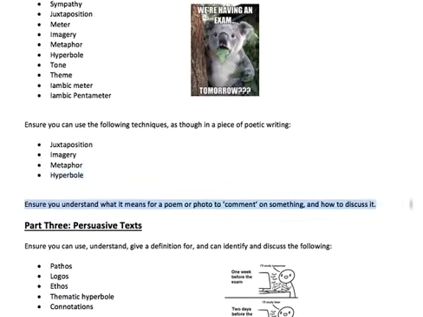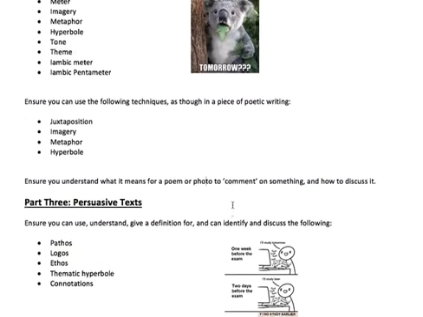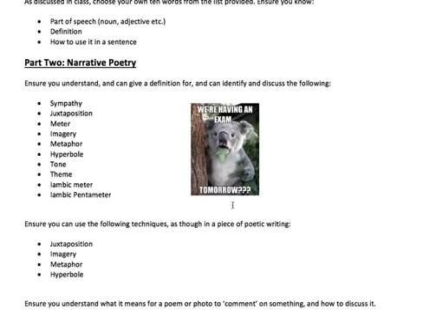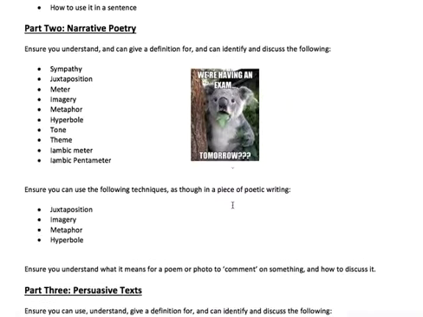Finally, for part 2, make sure you understand what it means for a poem or a photo to comment on something and how to discuss that. So what's going to happen is in the exam, I'm going to give you a photo or a poem. I'm going to say something like, this text, whether that be a poem or a photo, comments on something. What comment does it make? Have a look through your notes. We talked about this in class also. So that's narrative poetry. Hopefully you're getting the sense that it's just recapping all the big themes of our term, of our semester, so nothing unexpected.